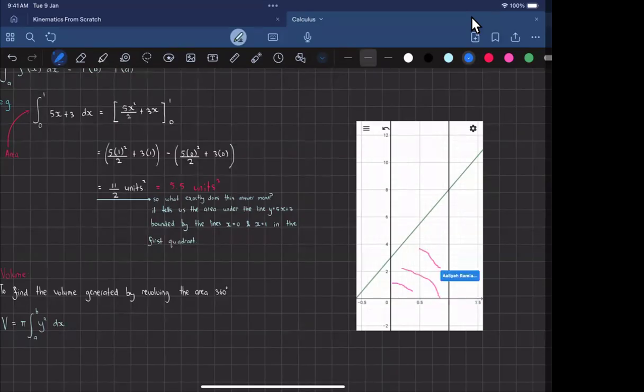Okay. And when we did the calculation, how many units squared did we find? 11 over 2, 5.5. I want you to actually count the blocks in real life now. Count it. 1, 2, 3, 4, 5. It is actually 5.5. You can see for yourself that it actually is 5.5.